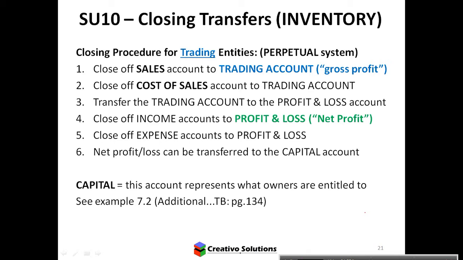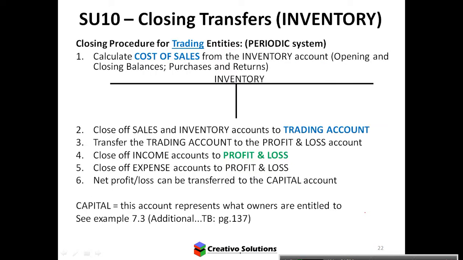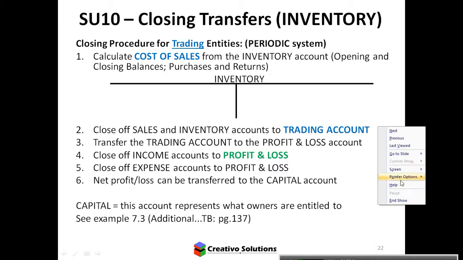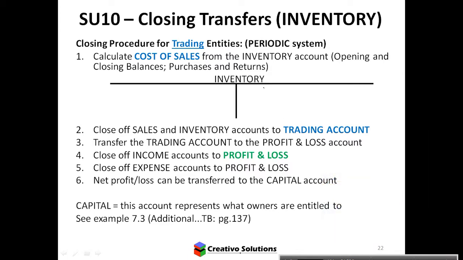This was perpetual. So when I have perpetual, will I have a trading account? Definitely. But how do I account for it? I'm going to have separate line items for every item that I sell. Here you've got a note about the trading entity when I'm using what system? Periodic. So if I'm using periodic, what am I going to start with? Opening stock.